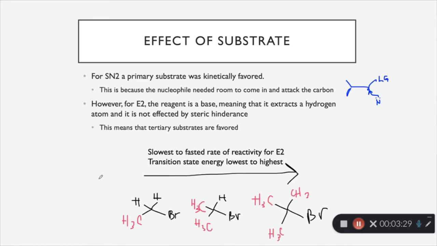So this means that actually a tertiary substrate is favored. And we see here that the slowest to fastest rate of reactivity for an E2 is going to be, here we have a primary substrate, here we have a secondary substrate, and then the fastest would be a tertiary substrate. This carbon has 3 other groups on it, making it tertiary. This one has 2 other groups, meaning it's secondary, and then this carbon right here only has 1 other thing on it. So for E2 reactions, the fastest is going to be a tertiary leaving group.